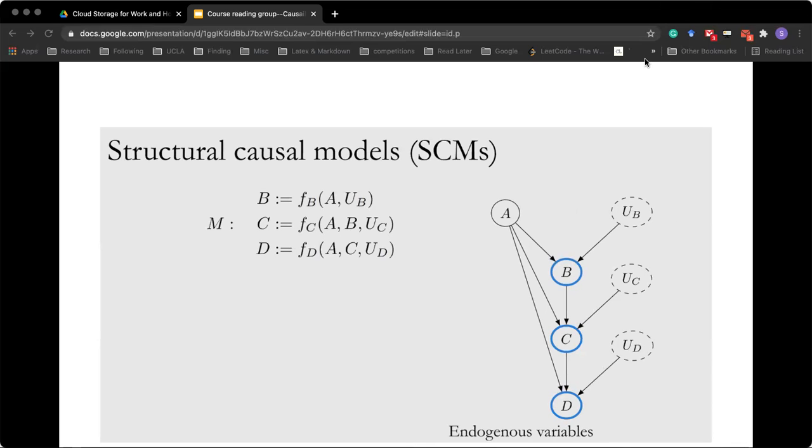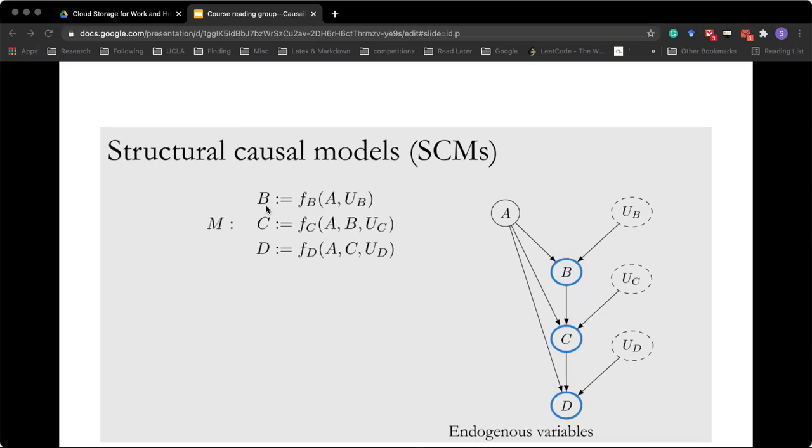There is a kind of definition of SCM, though I won't say it's formal. Let's first look at this graph. In this graph, we have four observed variables, A, B, C, D. And for B, C, D, we have three hidden variables. And for B, A to B is a causal relation.